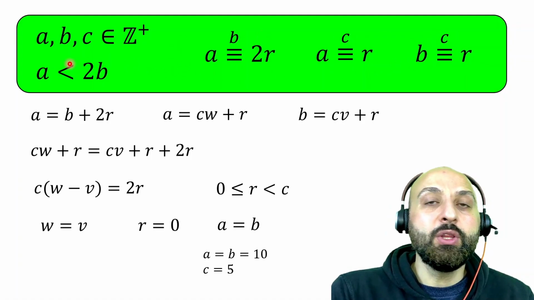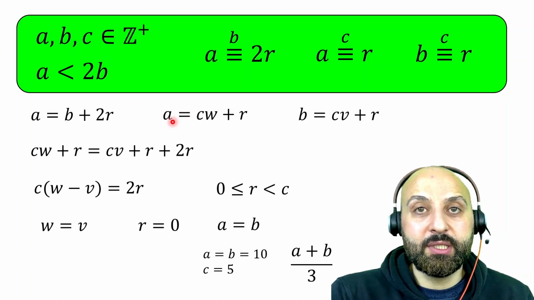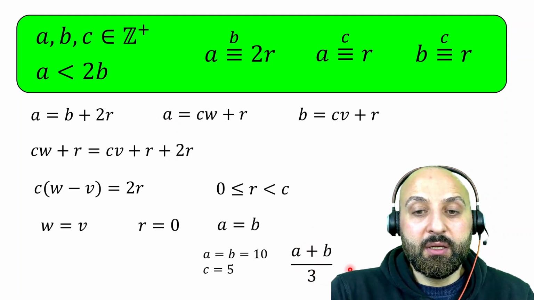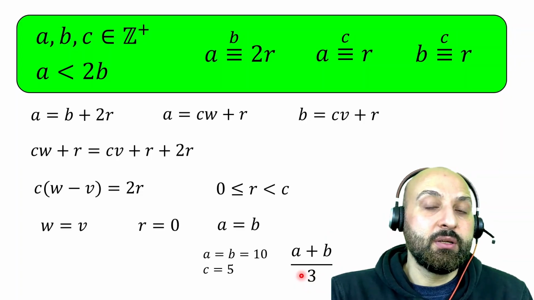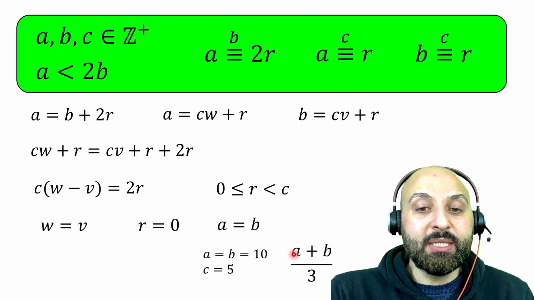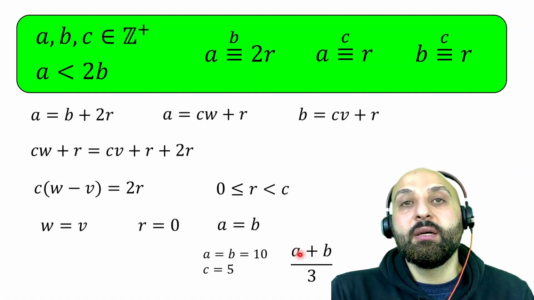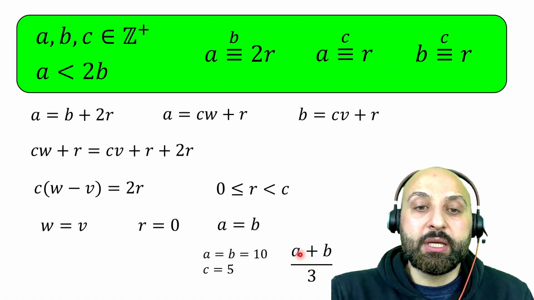So we fulfill all the properties given in the exercise, but if we calculate (a plus b) divided by 3, we cannot actually divide 10 plus 10 by 3. It would not be an integer. Therefore, this number is not even an integer. So basically, in the exercise that we have, the option (a plus b) divided by 3 is not always an integer, and therefore it cannot be a correct answer.